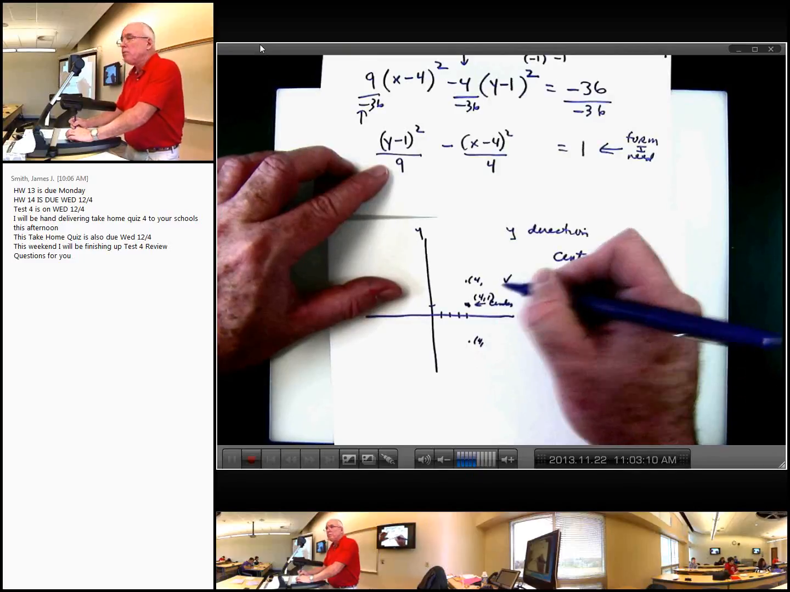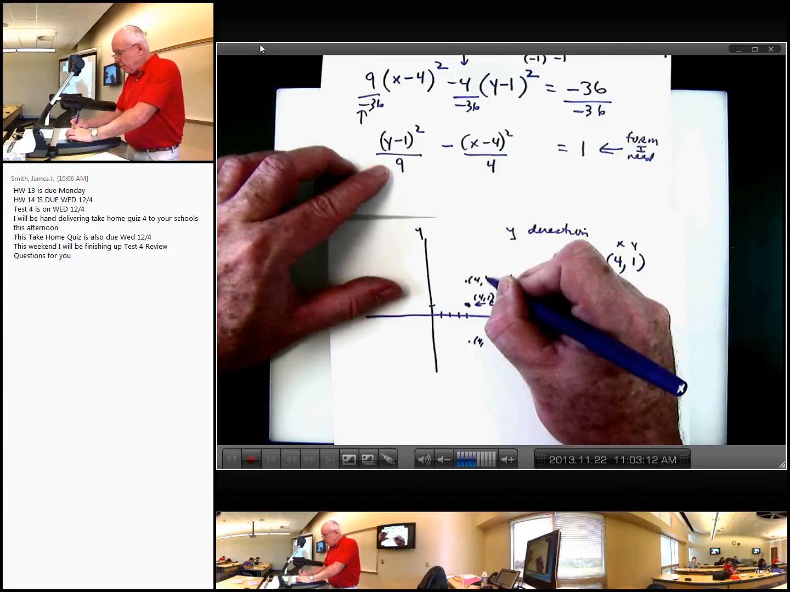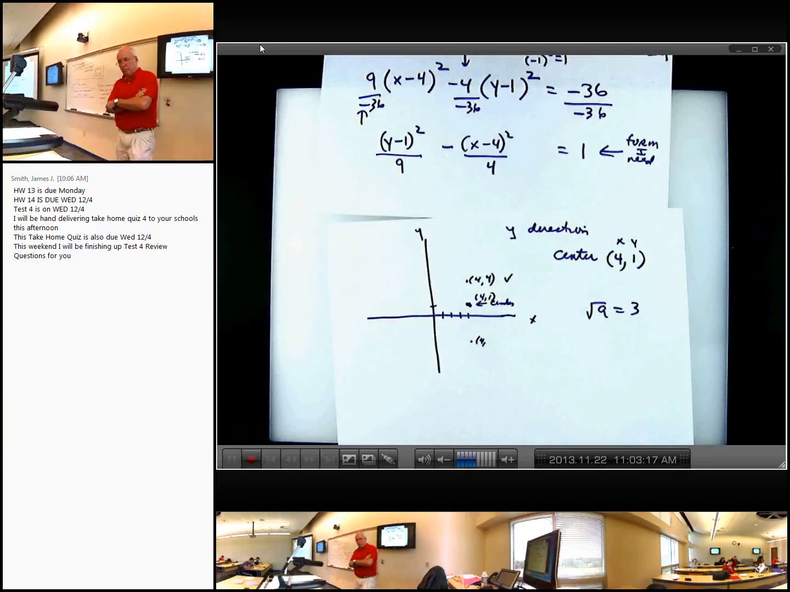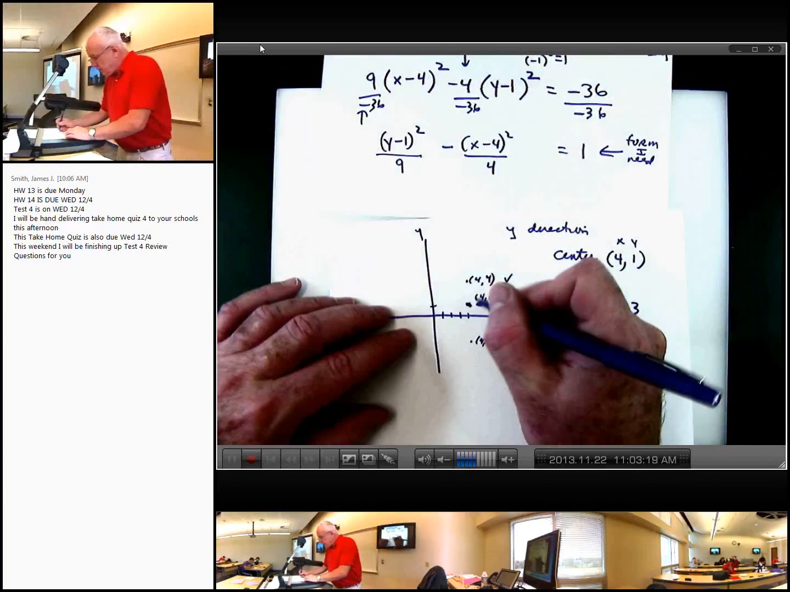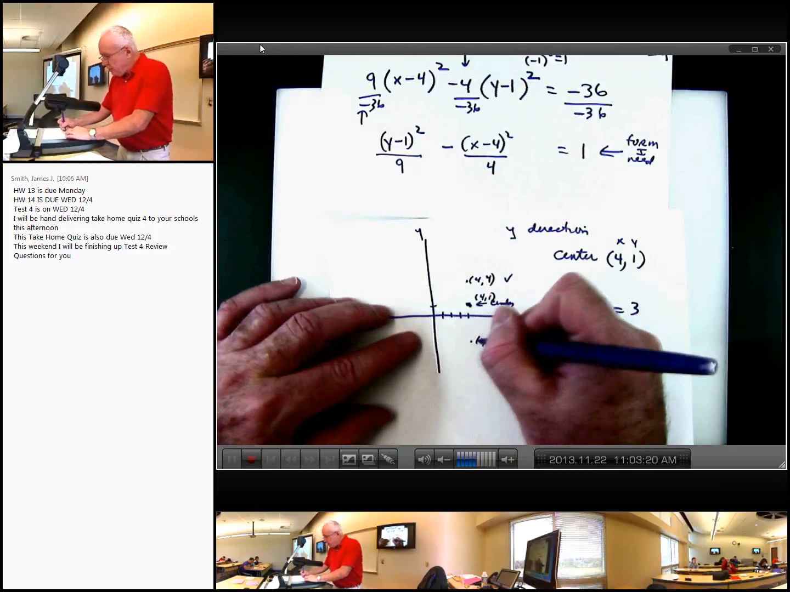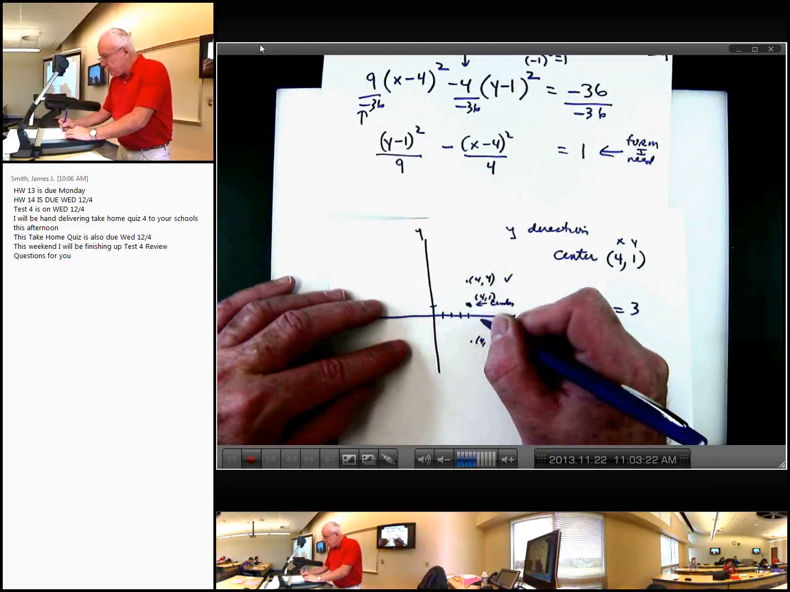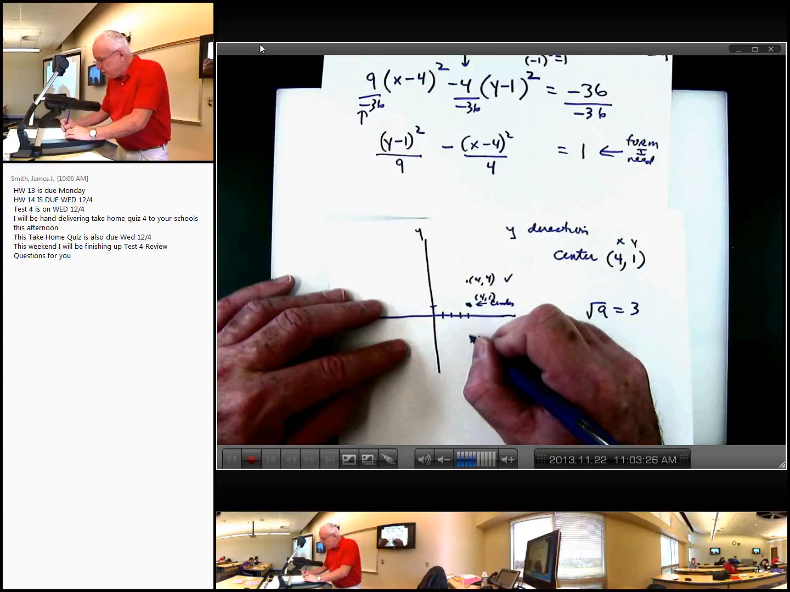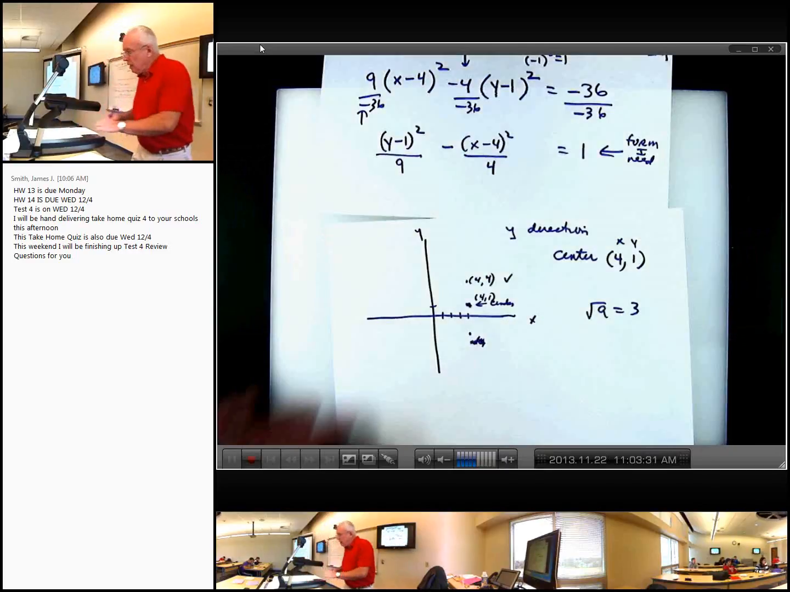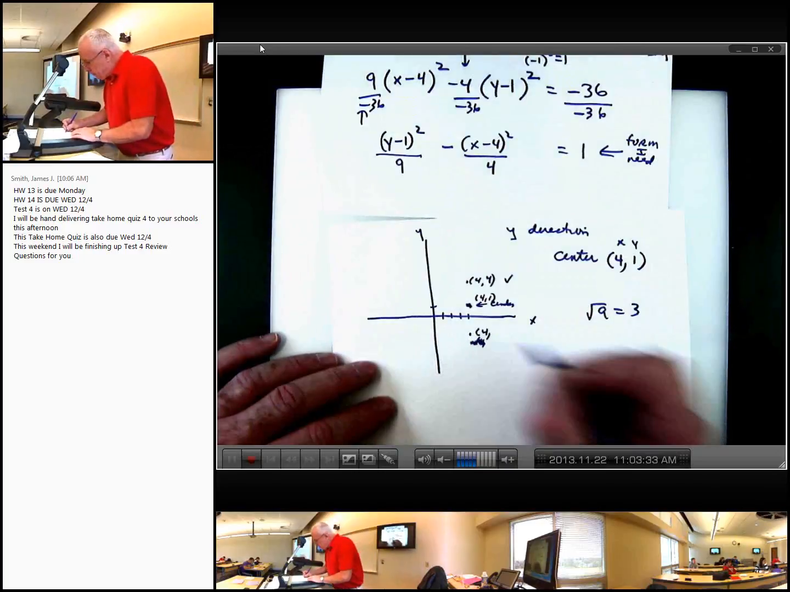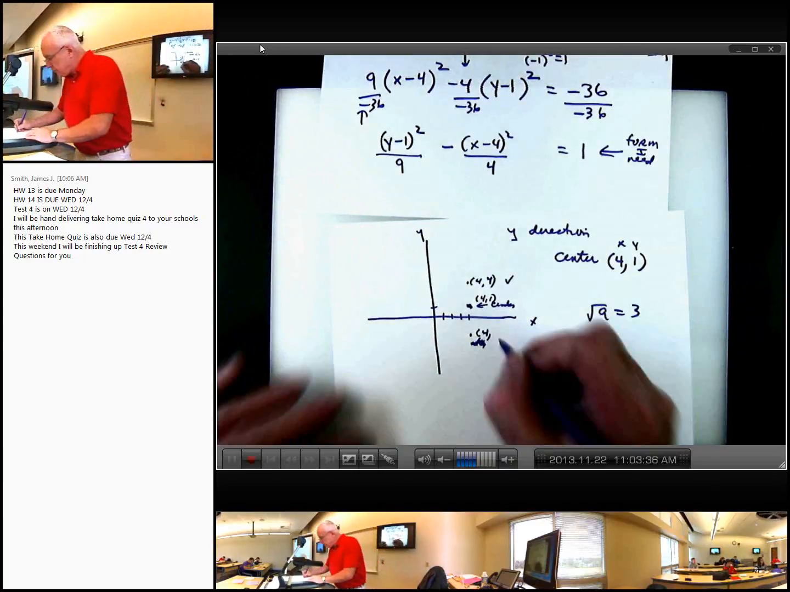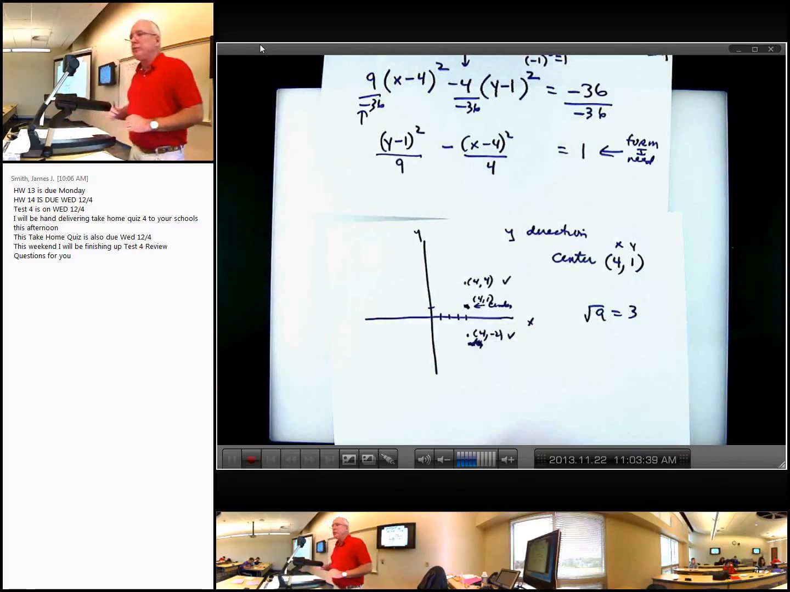I'm going up 3. 4, 4, right. Just add 3 to my y value. And then down here, for my other one, this is going to be 4, 2. Right, so again it's 4, but I go down 3, 1 minus 3 is a negative 2. So that's my other vertex.